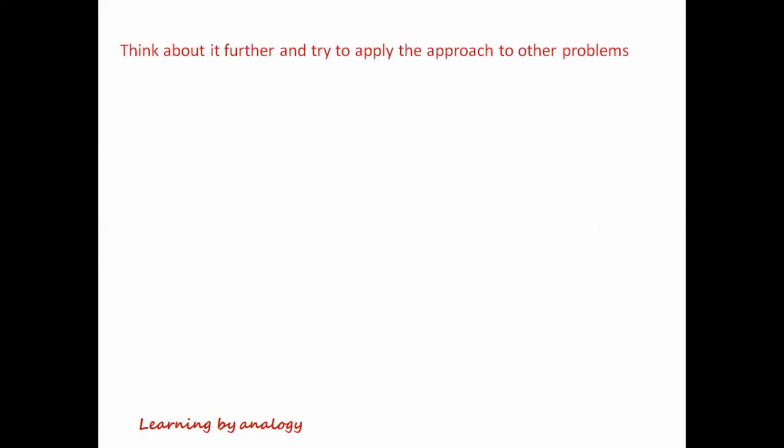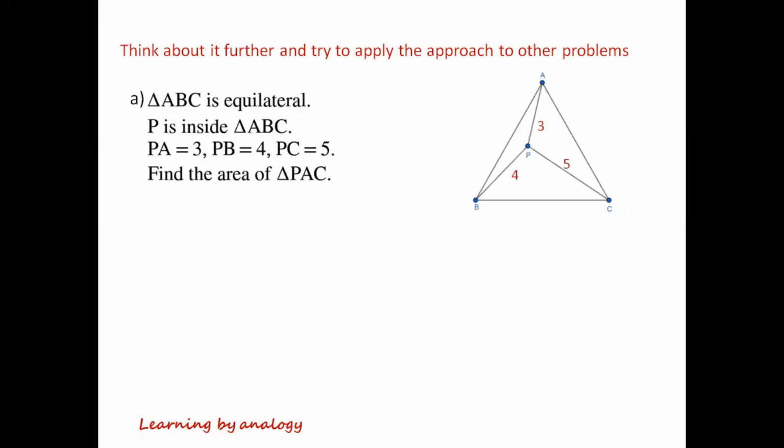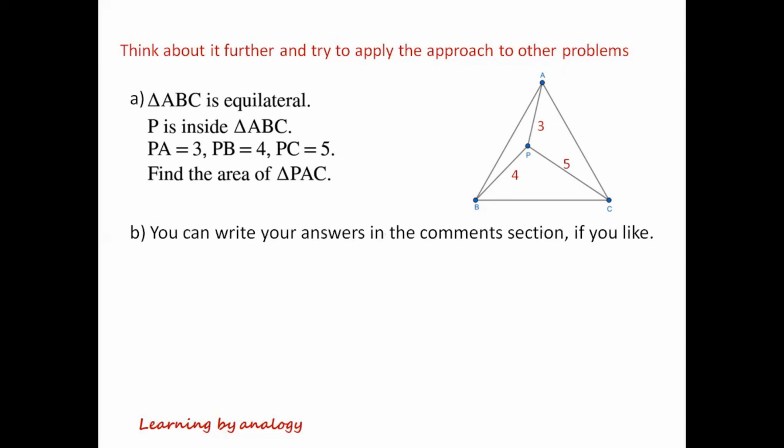Think about the thought process for the previous question further and try to apply the approach to other problems, such as this one. Triangle ABC is equilateral. P is inside triangle ABC. PA equals 3, PB equals 4, PC equals 5. Find the area of triangle PAC. You can write your answers in the comments section if you like.